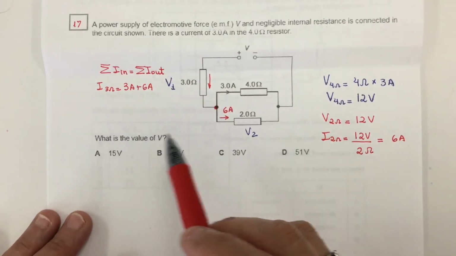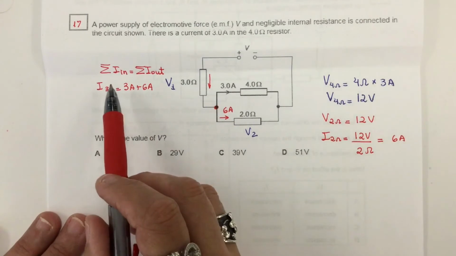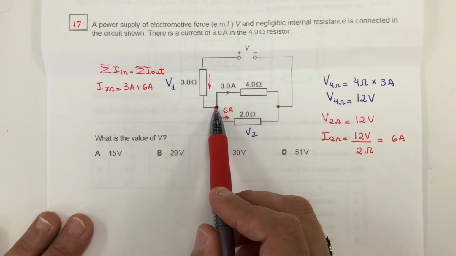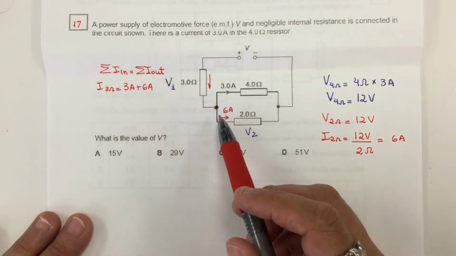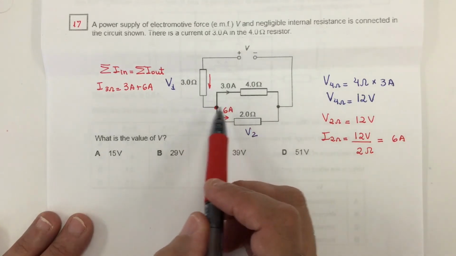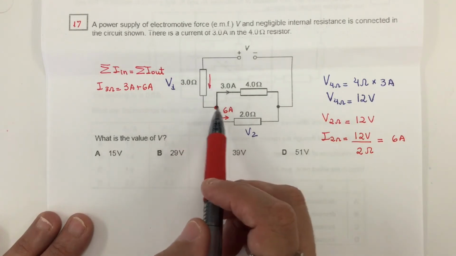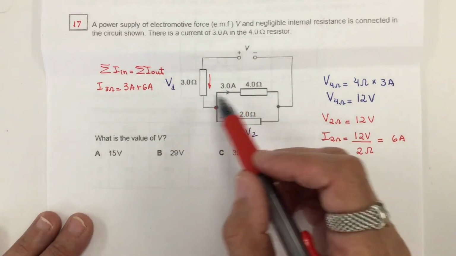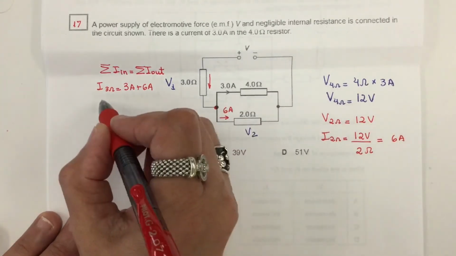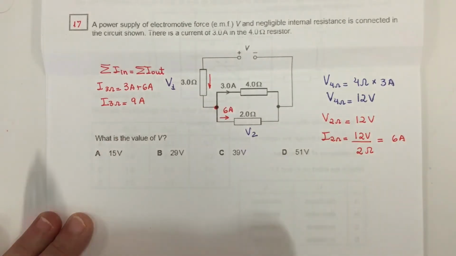So let's bring in Kirchhoff's first law. Kirchhoff's first law says that the sum of the currents entering a joint is equal to the sum of the currents leaving the joint. Here we have just one current, the current that is flowing through this resistor right here, and we have the 3 amp plus 6 amp. So the current on this resistor is 9 amps.